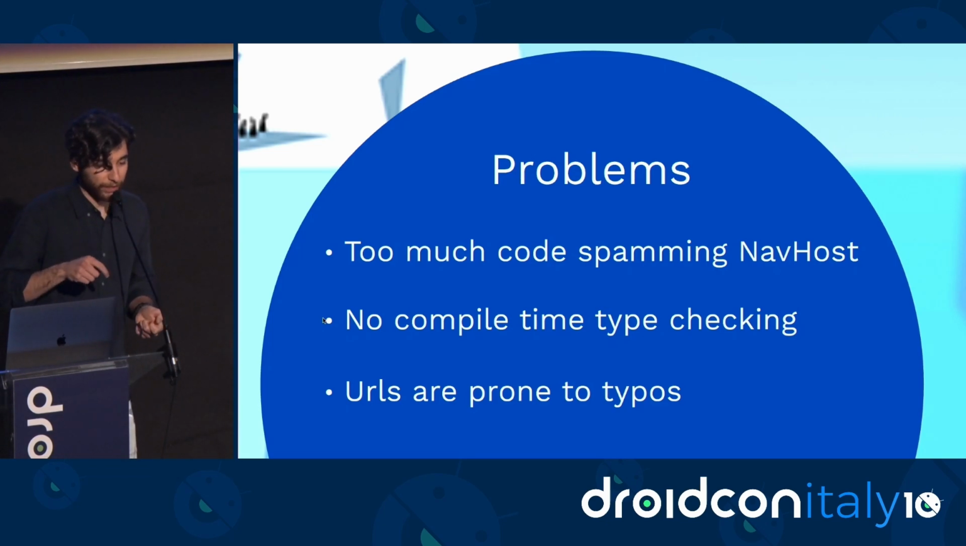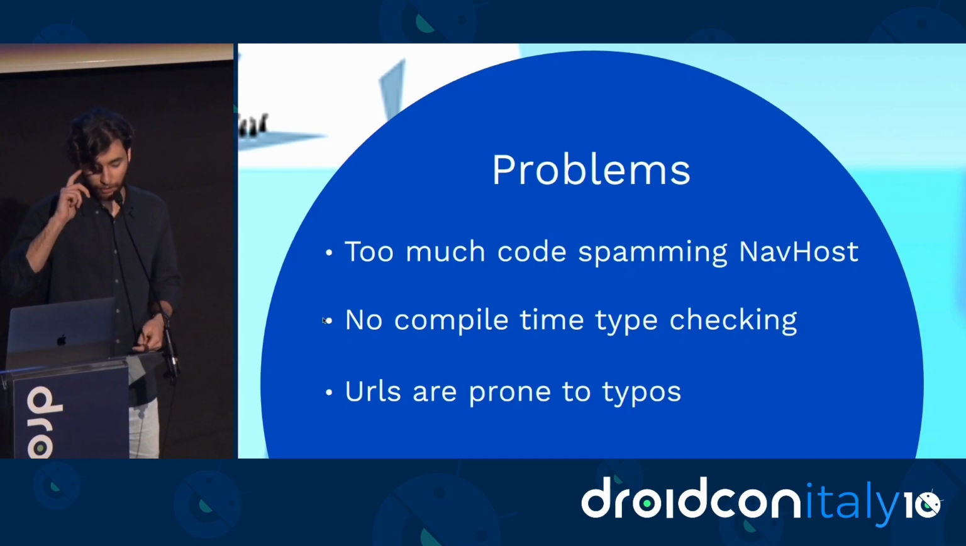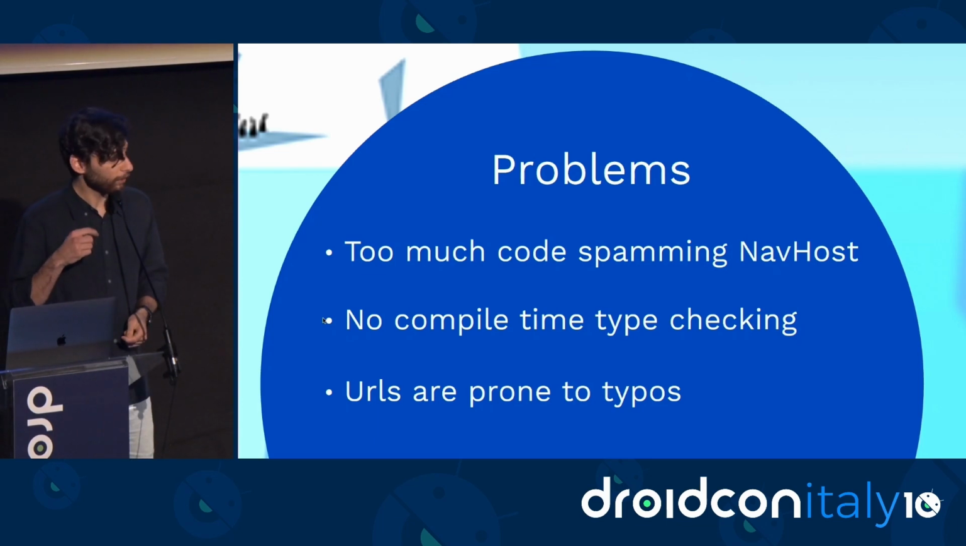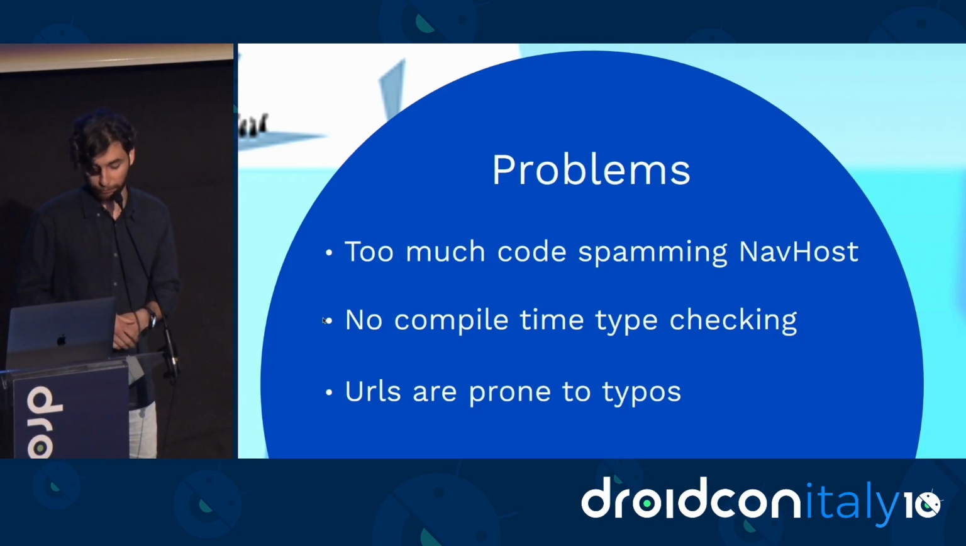Until your code crashes and you find out. So the compiler doesn't look at the root. And the third problem is that the URLs, or the routes to the screens, are really prone to typos. When you are typing navController.navigate, passing the route, it's really easy to add two slashes back to back, or forget one slash, or forget a $ sign or whatever. And again, you're gonna find out when your app crashes.